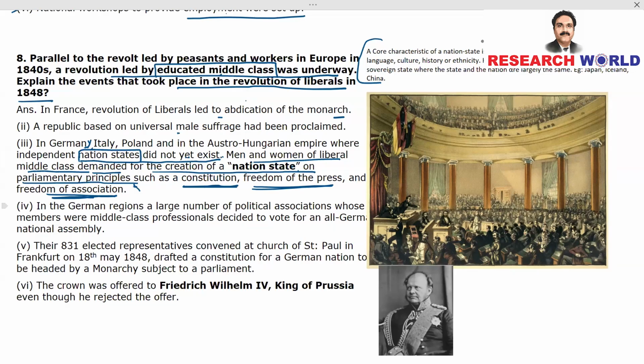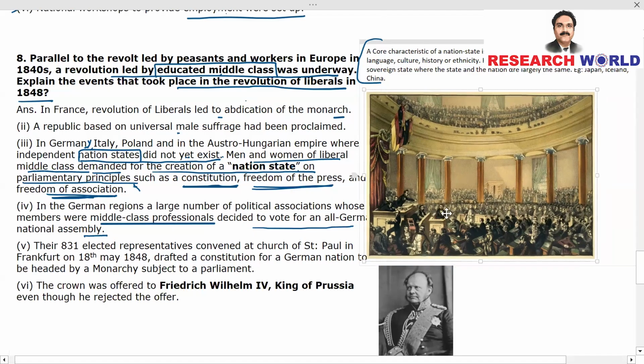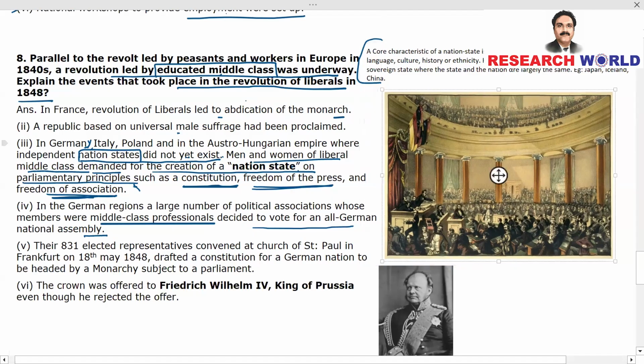This was the demand. In the German regions, a large number of political associations whose members were middle class professionals decided to vote for an all German National Assembly. Okay, all German National Assembly. In Germany, this was something which the middle class professionals demanded.